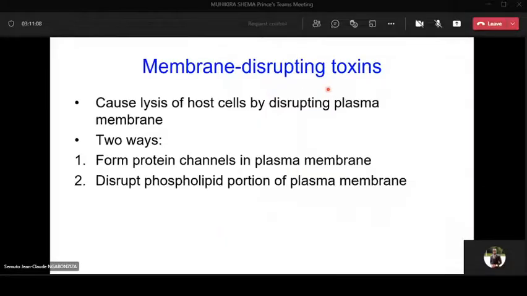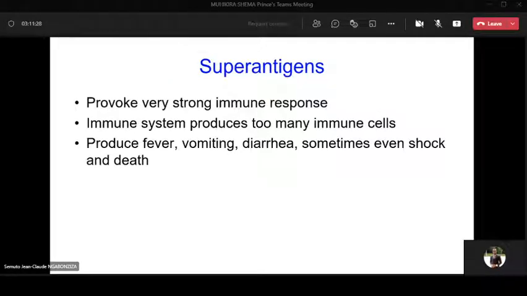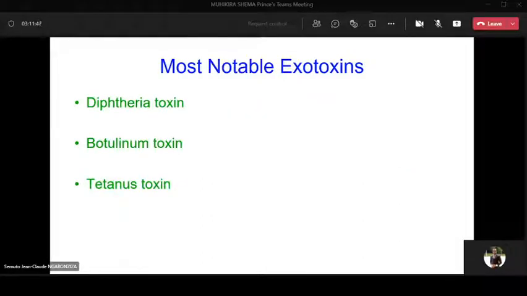Membrane disrupting toxins cause lysis of the host cell by disrupting the plasma membrane, forming protein channels in it, for example disrupting the phospholipid portion of the membrane and destroying it. By destroying the membrane, the cell will definitely die. And superantigens provoke a very strong immune response, which causes more symptoms: fever, vomiting, diarrhea, sometimes even shock and death. The best known exotoxins are diphtheria toxin, botulinum toxin, and tetanus toxin. We have seen these.